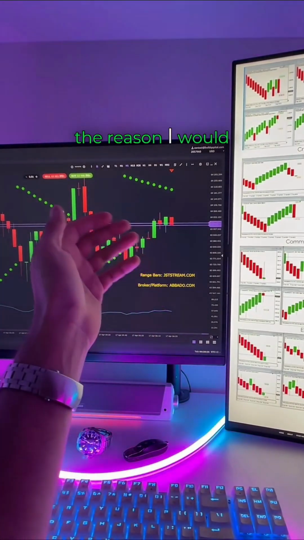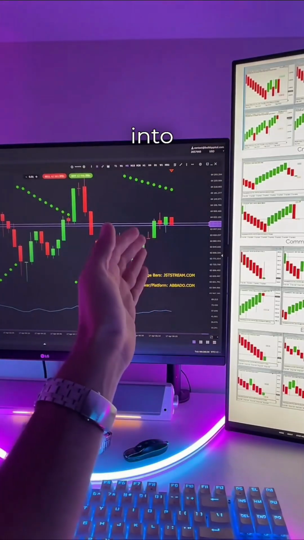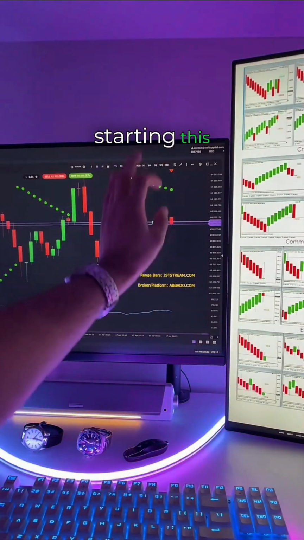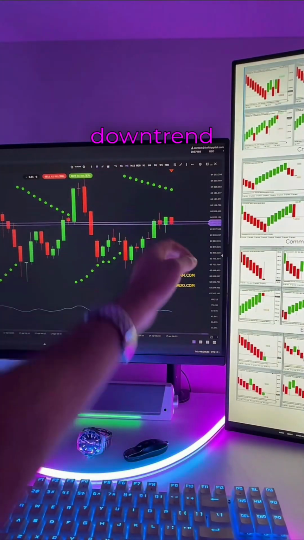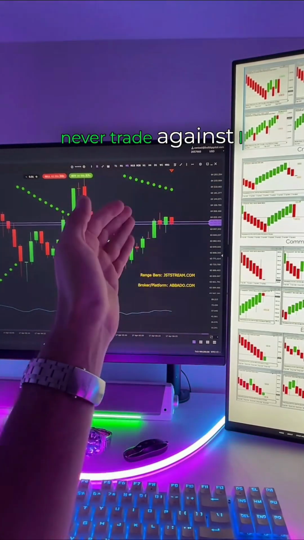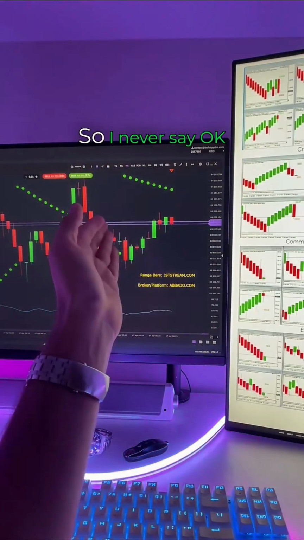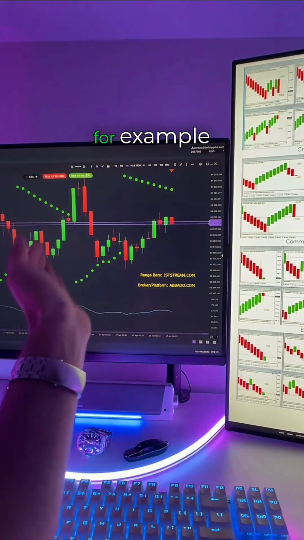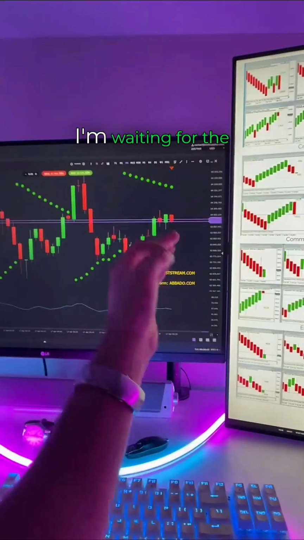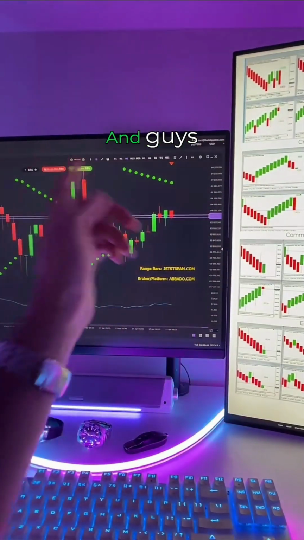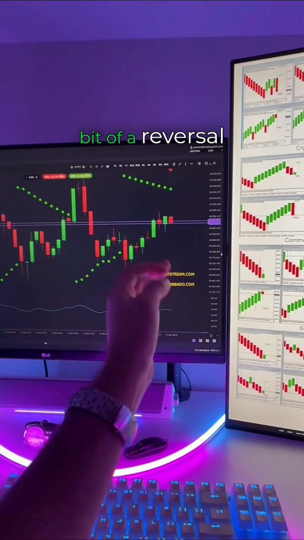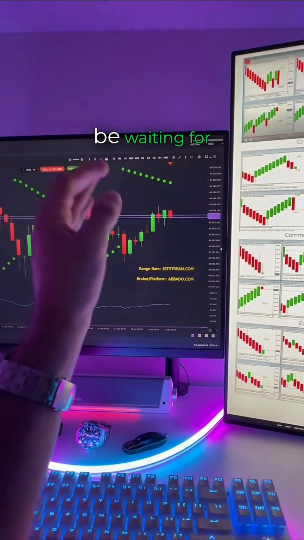Now, the reason I would be looking into the short position is because the PSAR dots are showing that we're starting this downtrend, or we're already in this downtrend. You guys know that I never trade with the trend. I never say, okay, for example, we're going up, I'm going to enter a buy. What I'm doing is waiting for the reversal always. And guys, there we go. We can see that we're getting this pullback. That's the little bit of a reversal that I'm going to be waiting for.